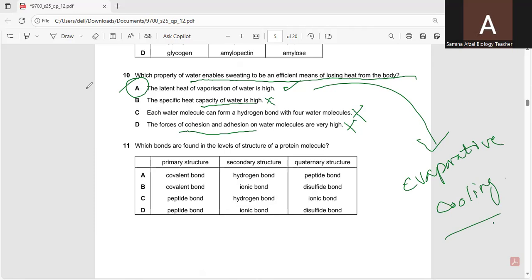According to the specific heat capacity of water, it is high, so this property allows water to absorb a lot of heat without a significant change in its own temperature, which is important for moderating body temperature, but it is not the direct mechanism for cooling through sweating. So this is not the method that helps lose heat from the body. So B, C, and D are not the correct options.